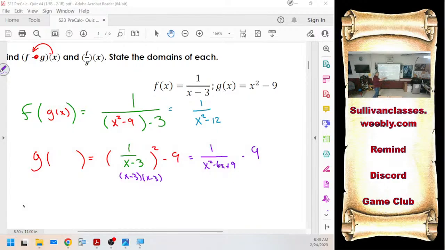No, I can't cancel out the 9s because one is on the denominator and one is not. If it helps to see it like this, okay, so they just can't. They're not in the same dimension. I could also multiply and get this.